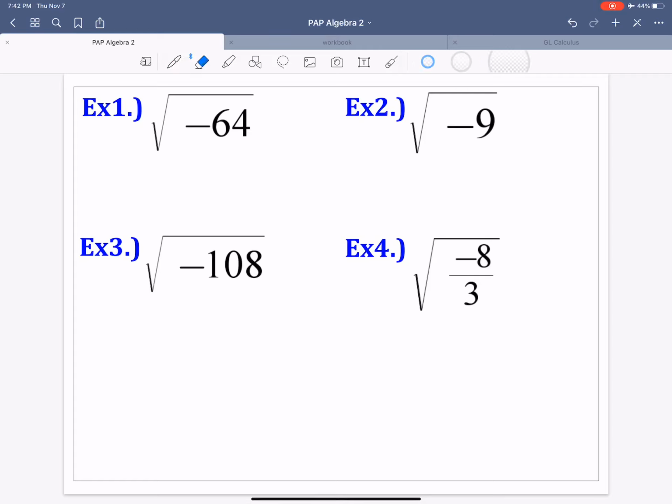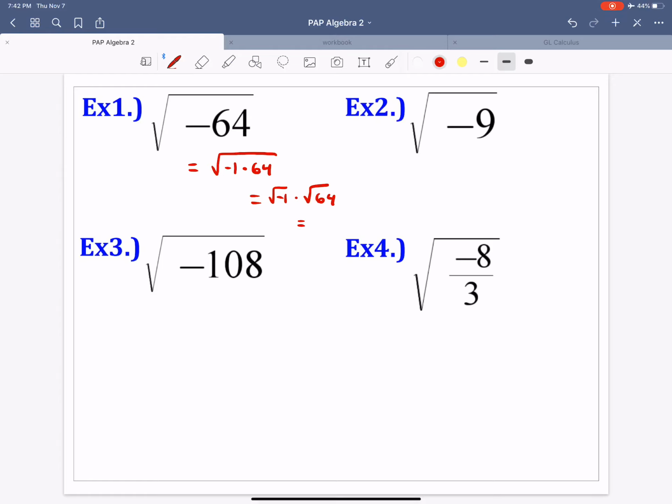Others of them are a little bit more complicated. But let's start with example 1. Example 1 is the square root of negative 64. Well, the first thing that we recognize is we really can separate this into two numbers. We can separate it into the square root of negative 1 times 64. So when I do that, very clearly what I see is the square root of negative 1 times the square root of 64, two separate square roots.